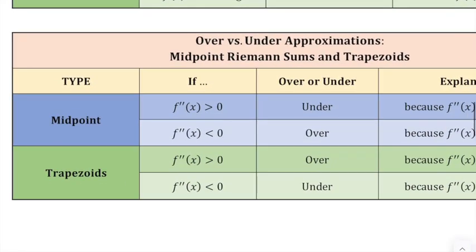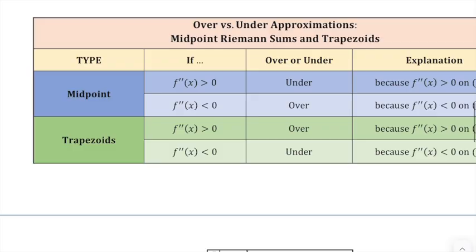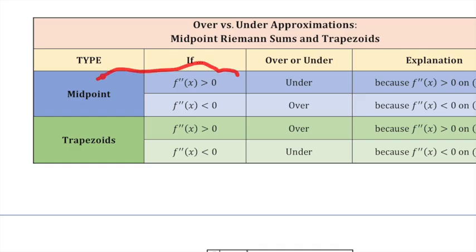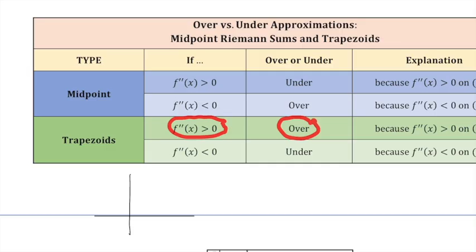Now, it's a little bit harder to see under and over with trapezoids and midpoints, especially with midpoints. I would just memorize this. You can maybe look up a video of why, but it's a little bit harder to see. But trapezoids is fairly easy to understand, right? And it's about concavity. So if you are concave up, your trapezoids are going to be overestimations.